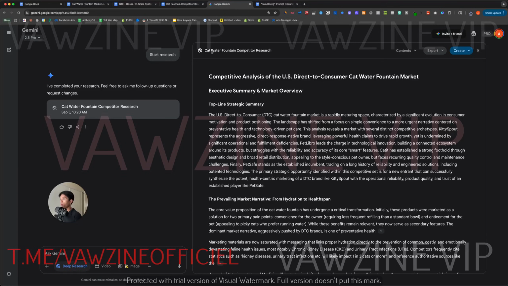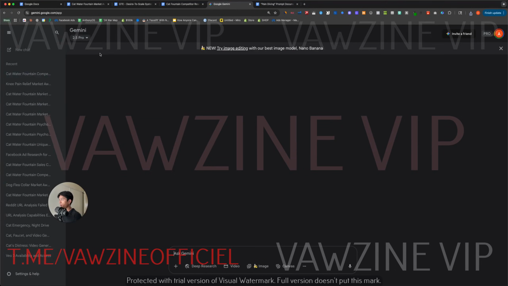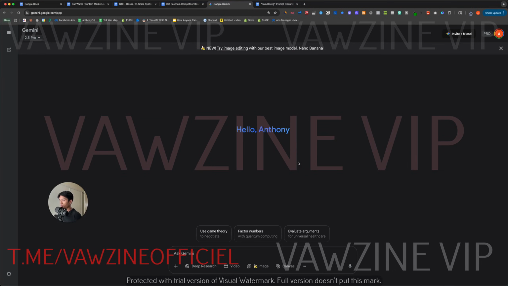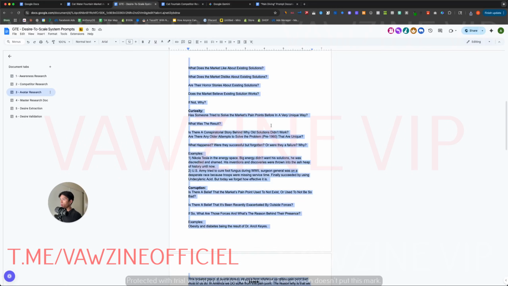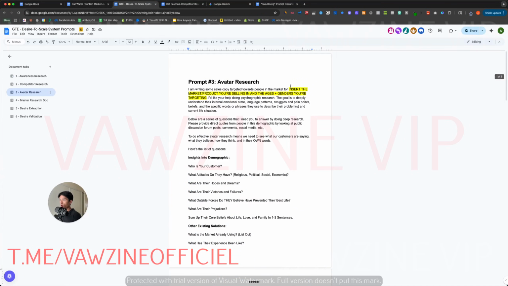What we're going to do now is go into a new Google Gemini chat. We're going to paste this in. And again, all we need to do is replace any of the yellow information with our information. So as you can see, I'm writing some sales copy targeted towards people in the market for insert the market/product you're selling in and the ages plus genders you're targeting. So at this point, you should have a pretty decent understanding of what demographic you want to go after.